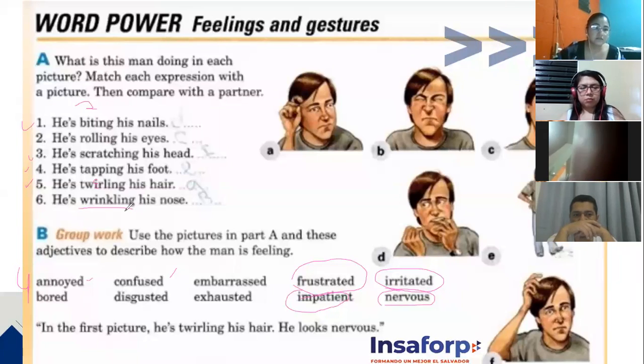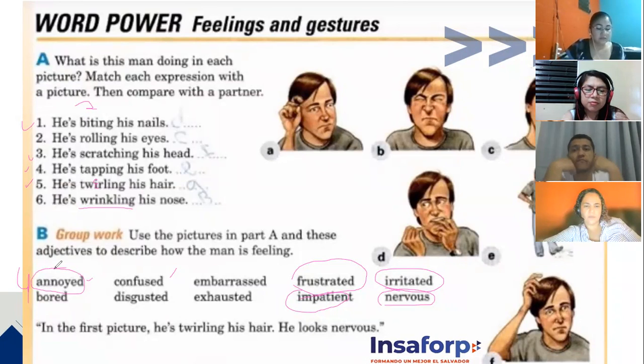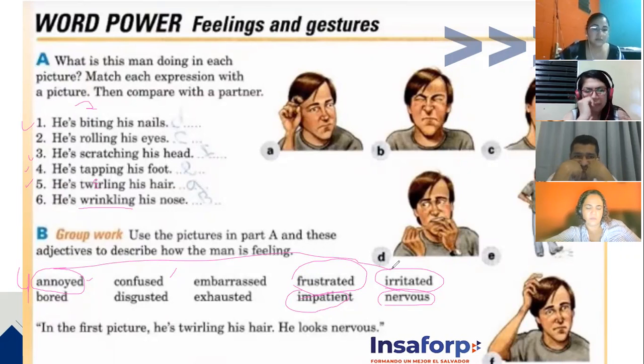Any specific one that you might have a question about? Annoyed, teacher. Annoyed is when you are really angry. If you're angry, it's because you're annoyed. If something is annoying, it's because it's bothering you. You are very frustrated, and then you are basically annoyed. It's similar to irritated, like very angry. You are annoyed.